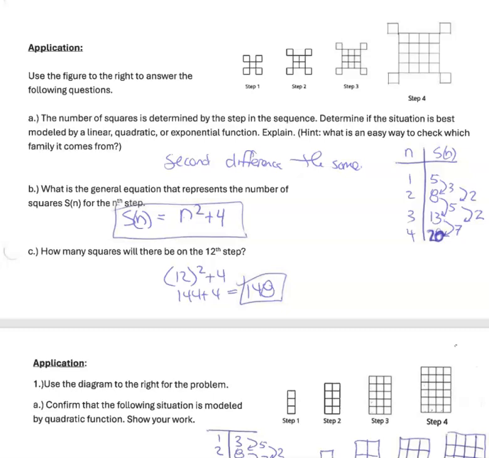So we have talked about the second difference. If the second difference is going to be the same, then you know that it's going to be quadratic. So when I made a table and I looked at the second difference, it was 2 and 2. It doesn't really matter what the number is as long as they are the same. So 2 and 2, it is going to be quadratic.